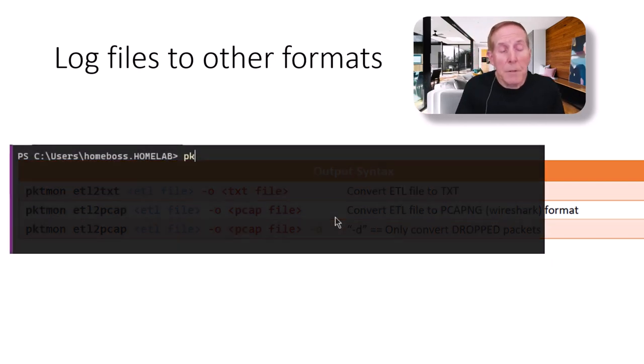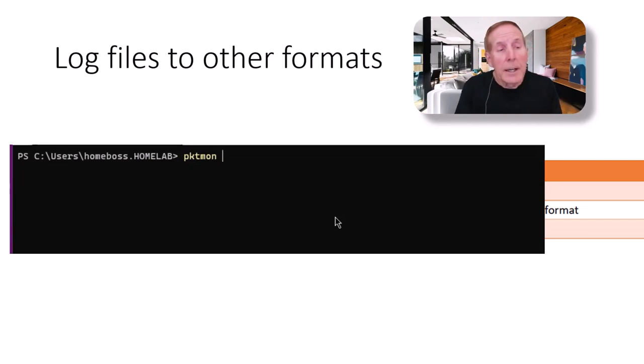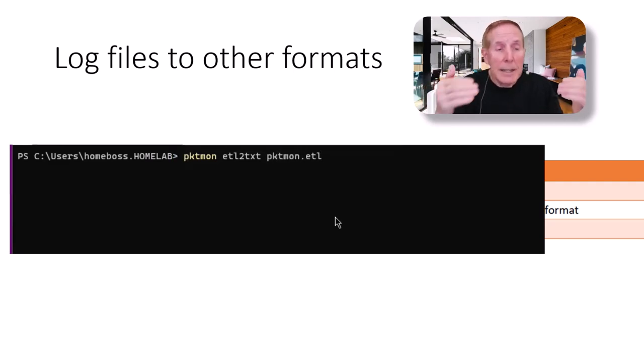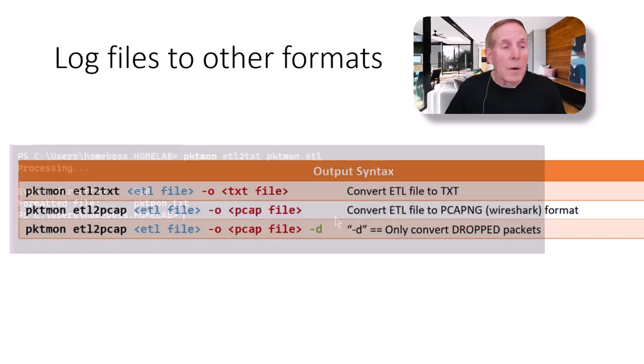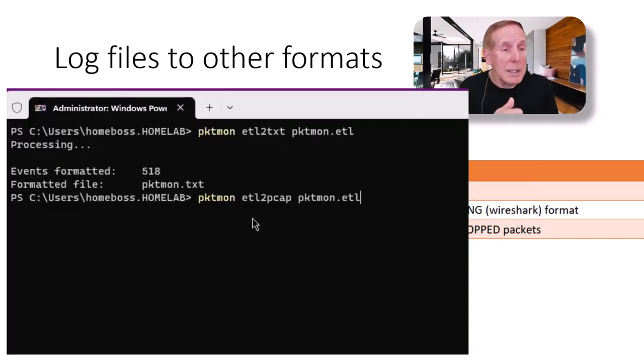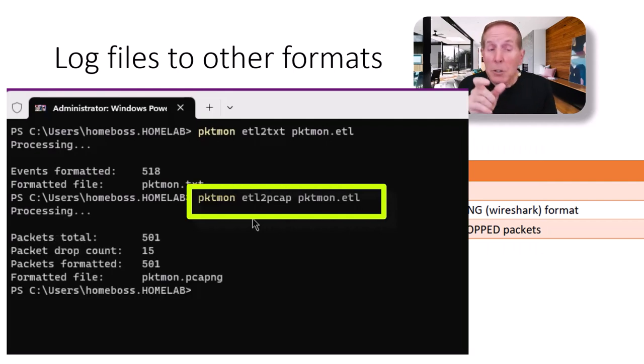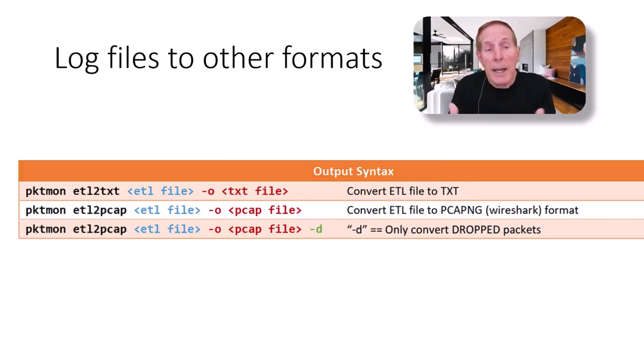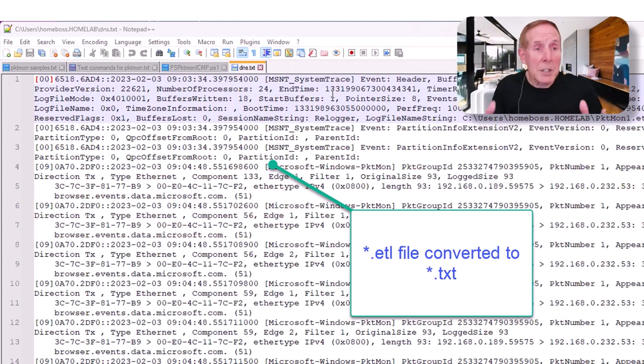Now, Packet Monitor has a number of conversion tools. If you look at the slide, packet monitor etl2txt, and then you point it to the file that you have on your hard drive, -O, and you can turn it into any name that you want to. And it will convert that ETL file to a text file. Or you can do packet monitor etl2pcap, point it to the file that you have on your hard drive, -O, and then rename it to whatever you want in terms of .pcap, and then you can open it up in Wireshark. Now here's an example of that ETL file converted into a text file.